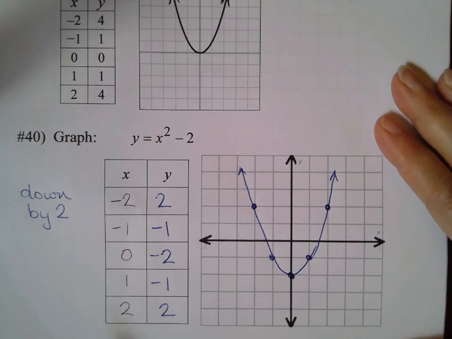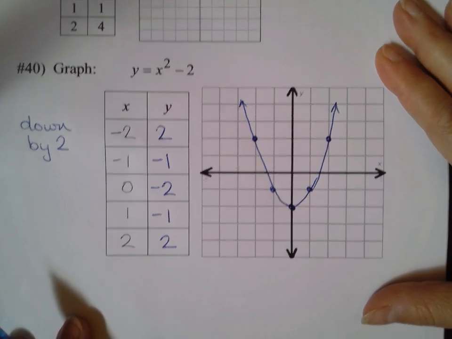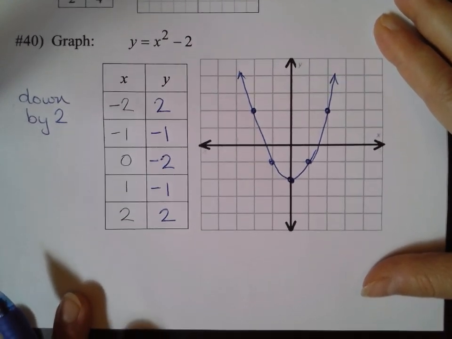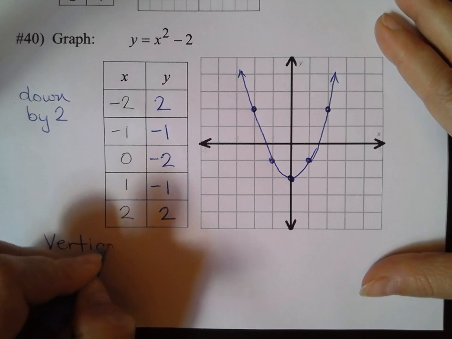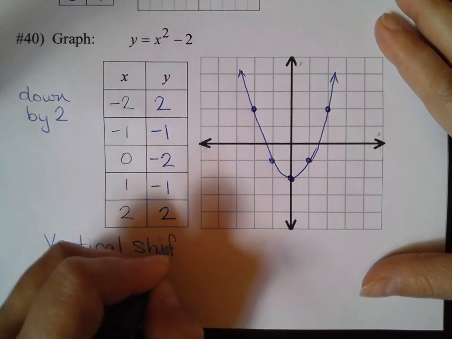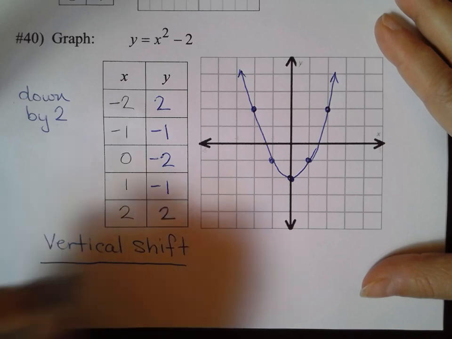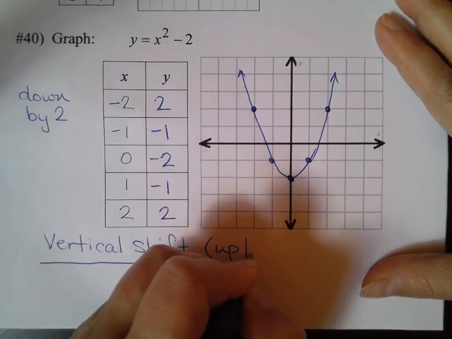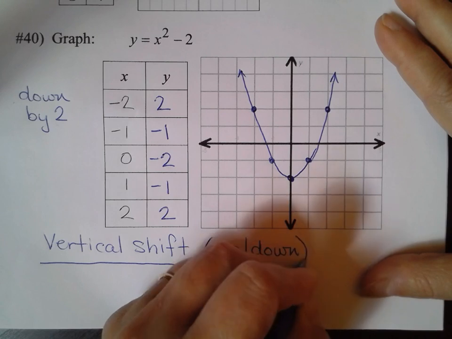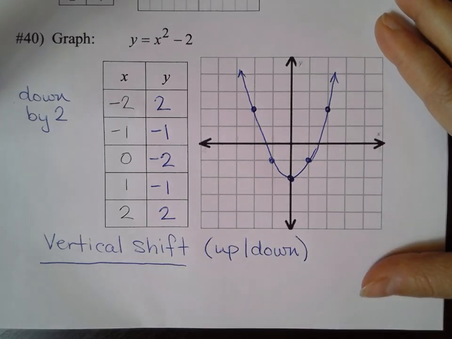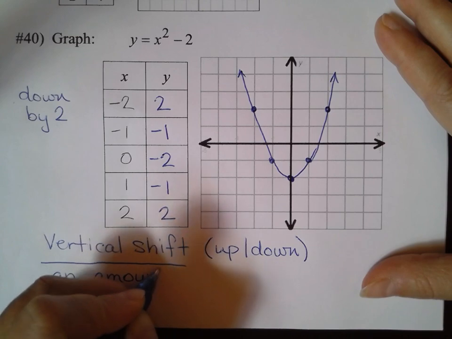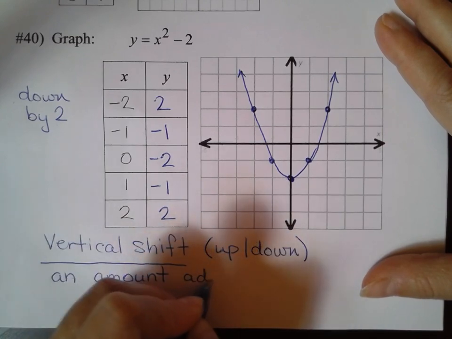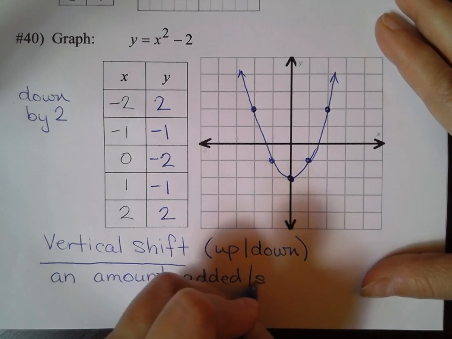Okay, so just some general information I want to add at the bottom here. This is a vertical shift. Vertical meaning it could be up or down. And the way a vertical shift is going to appear in the equation, it's going to be a number added or subtracted outside the basic function.